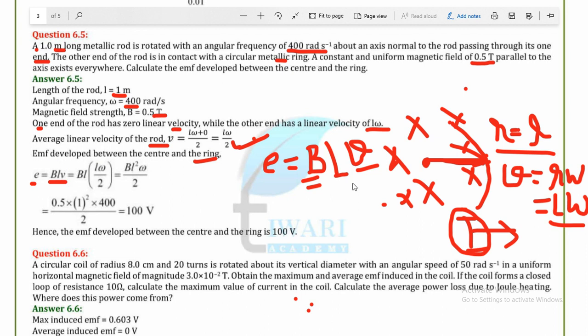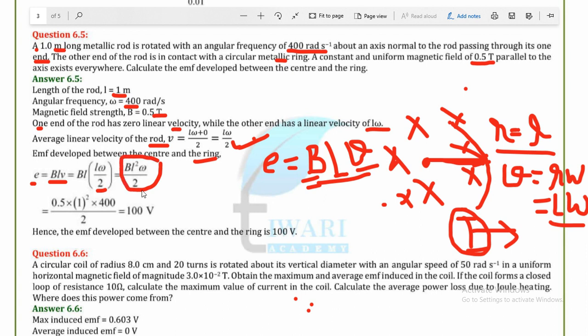This is the formula you can see here. Now in place of V we can use L omega by 2, since it is the average linear velocity of the rod during rotational motion. So you can substitute L omega by 2 in place of V, and you will get B L square omega by 2. This is the resultant formula for induced EMF.